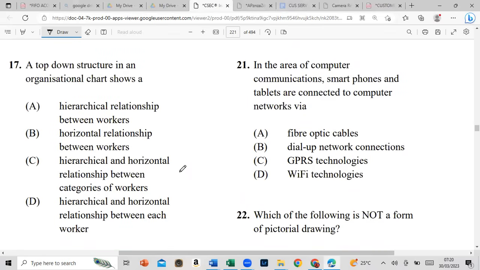Number 17. A top-down structure is an organizational chart which shows A, hierarchical relationship between workers, B, horizontal relationship between workers, or C, hierarchical and horizontal relationship between categories of workers, or D, hierarchical and horizontal relationship between each worker. What do you say for 17? Hierarchical and horizontal relationship between categories of workers. So 17 is C. Let's move on to number 18.